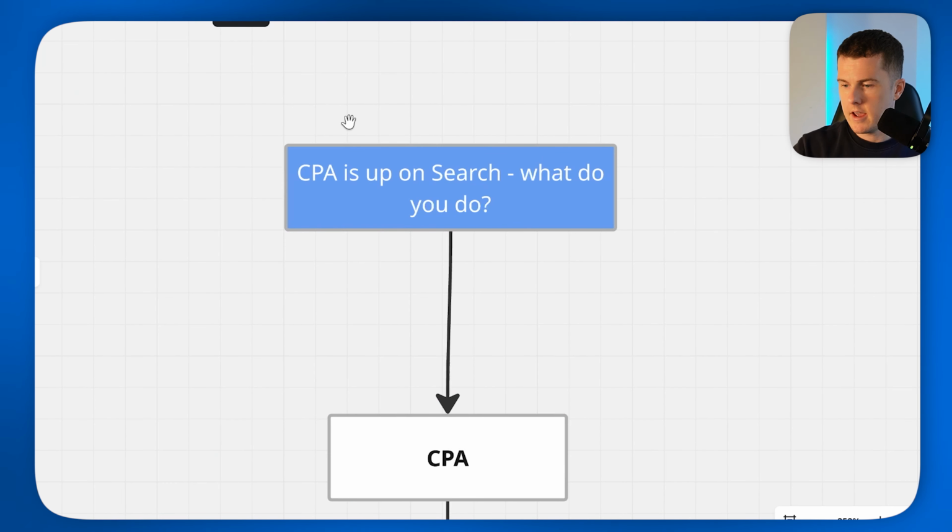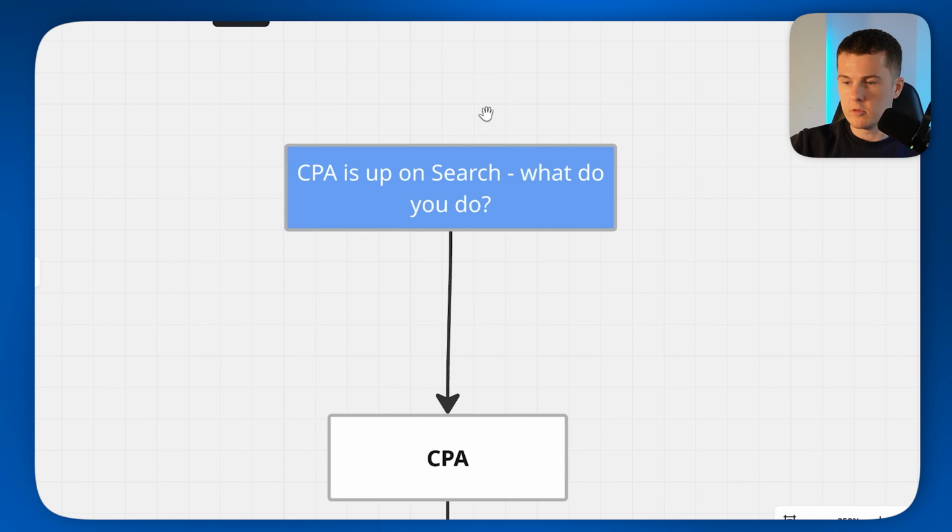So your CPA is up on search. You're reviewing your account on a Monday morning. So search or shopping, let's say. So what are you going to do? Quite often people are going to panic. They're going to pull back budgets. They're going to say, okay, well, if my CPA is this high, I can't afford to spend. I need to pull back my budget from $100 a day to $50 a day. That is not the first thing you should be doing.